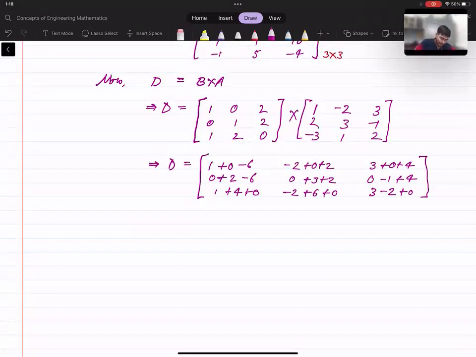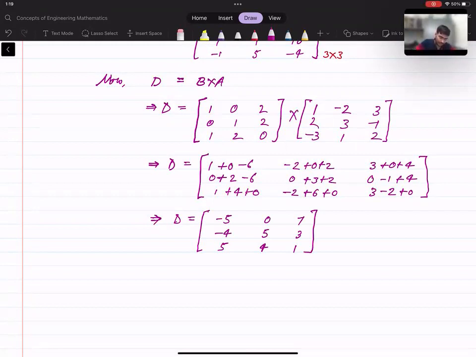Okay. So now this results in the product BA, and that is nothing but this is minus 5, this is 0, and this is 7. This now becomes minus 4, this is 5, and this is 3. Now here we have 5, then 4, and then 1.